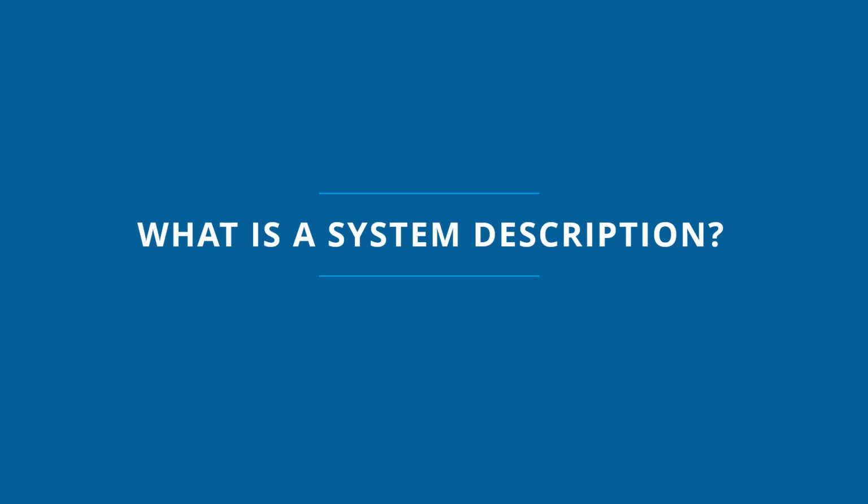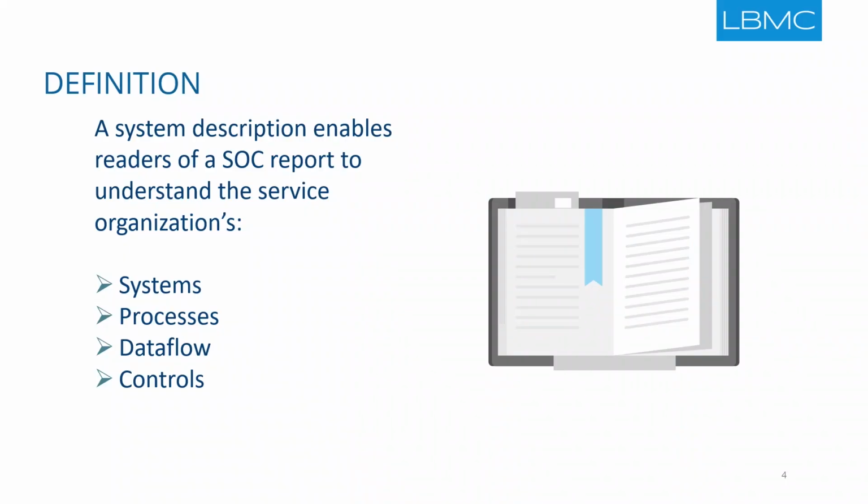So what is a system description? The system description is included in Section 3 of a service organization's SOC report and helps the readers, that is, your customers, clients, or auditors, understand your systems, processes, data flow, and most importantly, the controls that are in place to manage risks to the achievement of service commitments and system requirements.